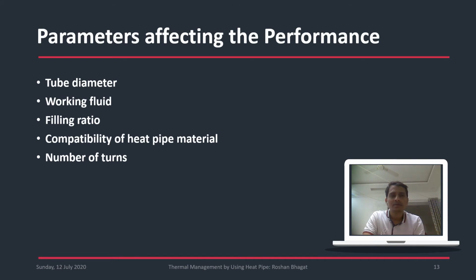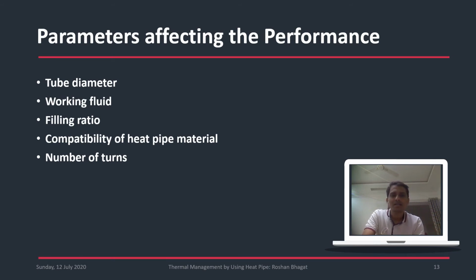Working fluid is also one of the important parameters. If the boiling point of the working fluid is quite low, or if the boiling point of the working fluid is quite high, that also affects the performance of a closed loop pulsating heat pipe. Next thing is the filling ratio. The filling ratio cannot be 0. If it is 0, it will work like a solid. If the filling ratio is 100%, it will work like a thermosiphon. So we require a filling ratio of around 30 to 70% of the total volume of the tube filled with the fluid.